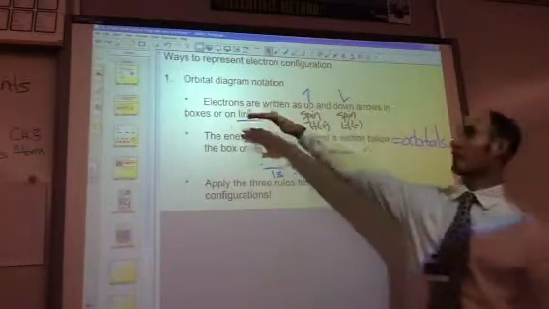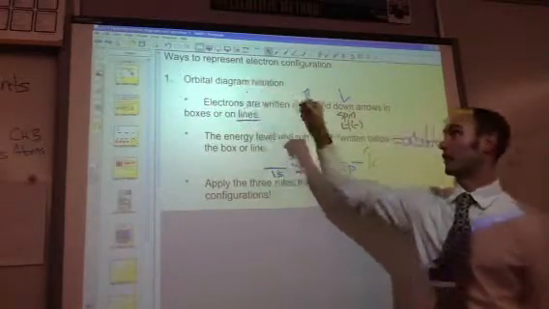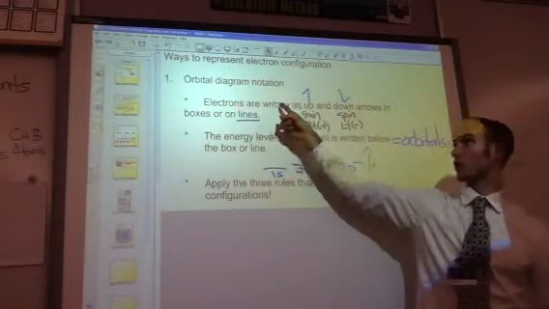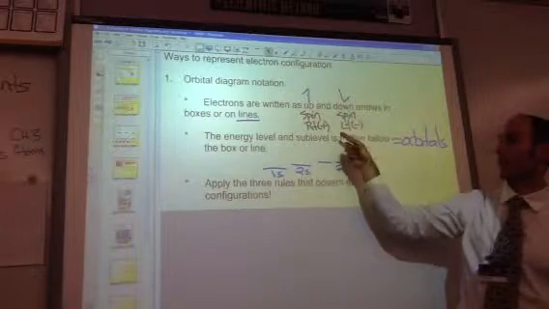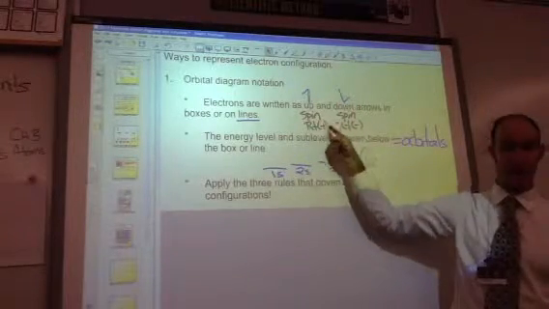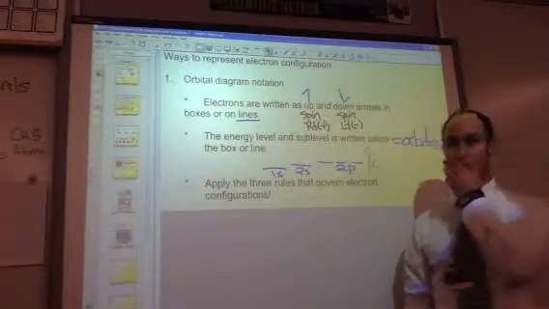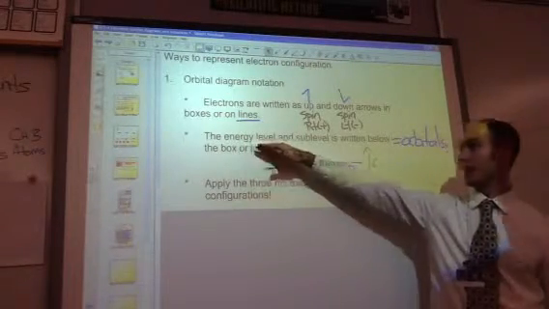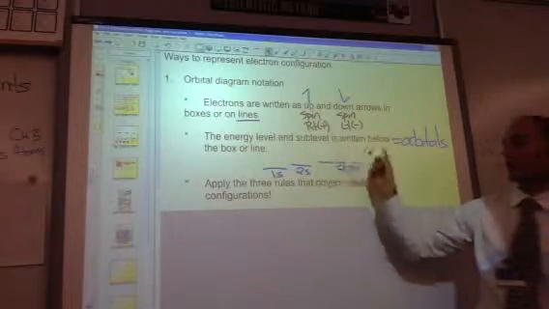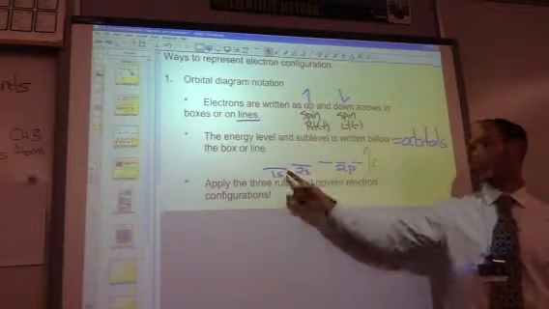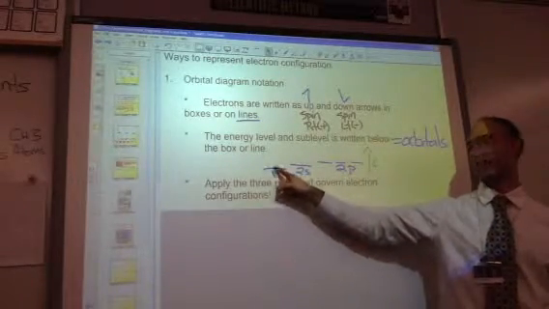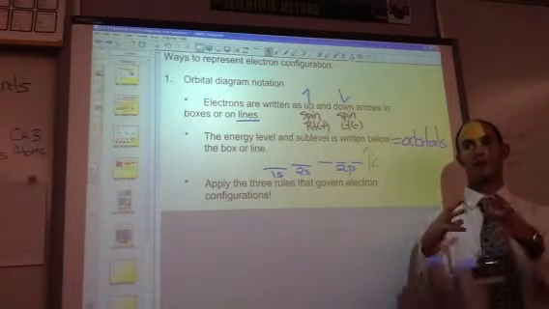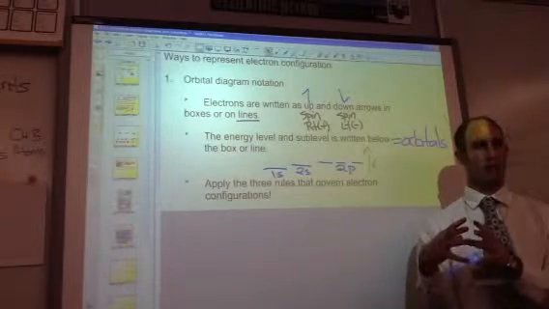So the steps here, to actually write an orbital diagram notation, if you like stepwise, here it is. Electrons, we represent them as an up or down arrow. It's either spin right, which is positive, or spin left, which is negative. Energy and the sublevel is written below the box or line. So again, an S only has one line because it's a sphere, right? No matter which way I turn it in space, it's not facing a different way.